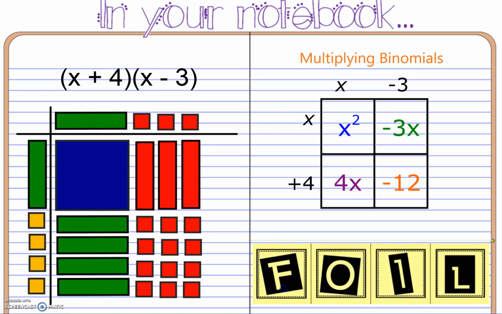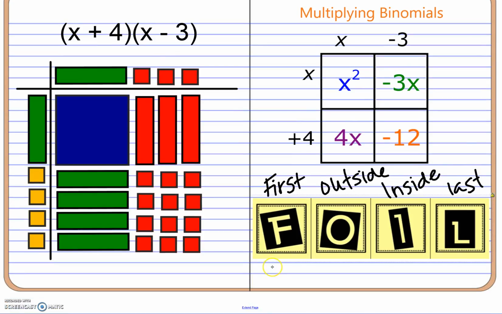All right, FOIL. You should have a foldable. If you don't, we will do it when I get back, but you know the steps now. FOIL means first, so the first two terms. Then outside, inside, and last.